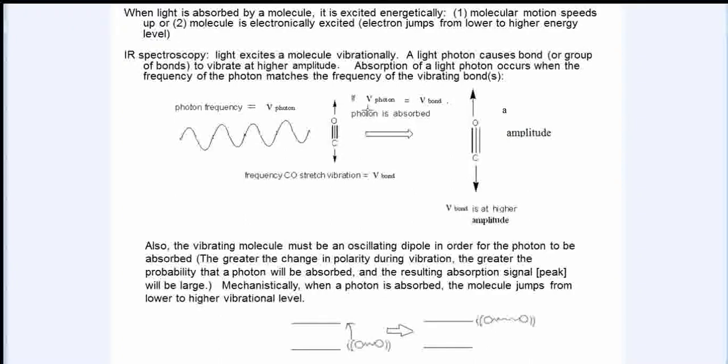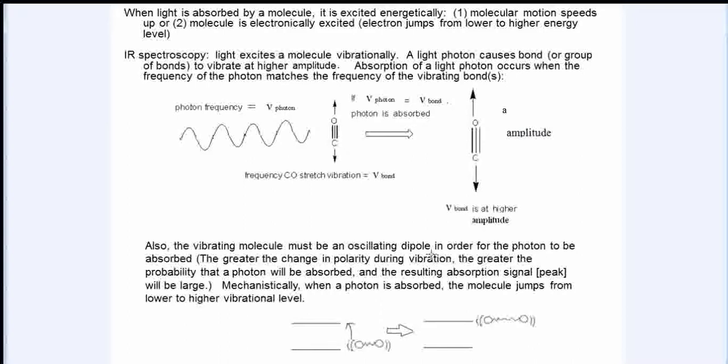Note that I said other conditions being met, so I need to elaborate. In order for an oscillating bond to absorb a light photon, there is an essential requirement. The vibrating molecule, as it turns out, must be an oscillating dipole. And by this I mean the molecule has to undergo a change in polarity during the course of the vibration, during one cycle of the vibration.